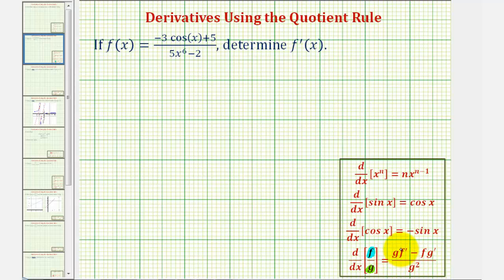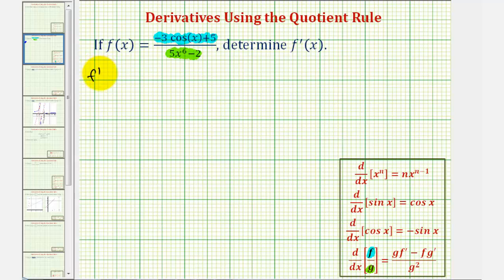Or we can say the denominator times the derivative of the numerator minus the numerator times the derivative of the denominator divided by the denominator squared. So notice in our case, function f would be negative 3 cosine x plus 5, and function g would be 5x to the 6th minus 2. So for the first step, we'll go ahead and set up this derivative formula, and then we'll find f prime and g prime in the second step.